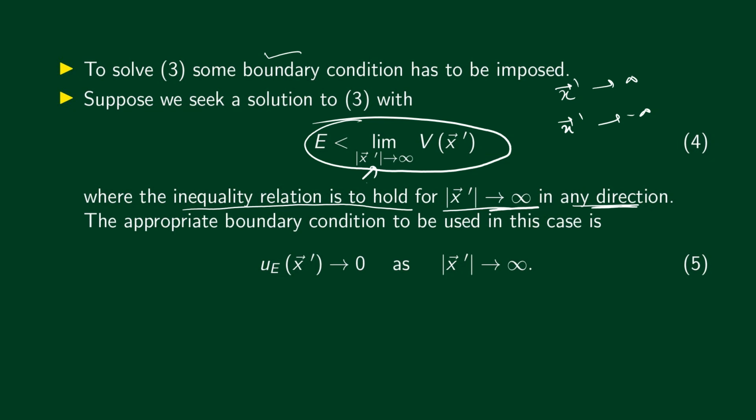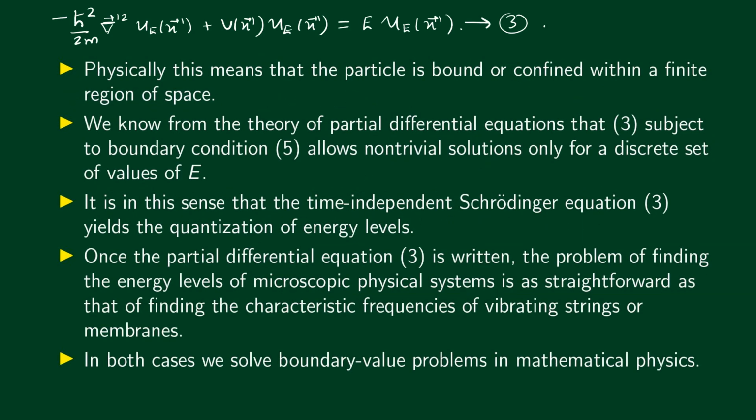Now the appropriate boundary condition to be used in this case is u_E of x vector prime tends to 0 as modulus of x vector prime tends to infinity. Physically, this condition means the wave function has to go to 0 in the limit x vector prime tends to infinity. Physically this means that the particle is bound or confined within a finite region of space.